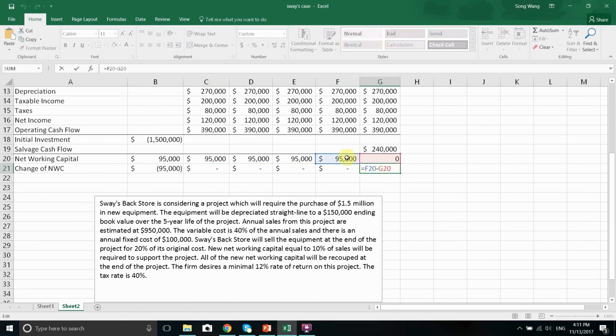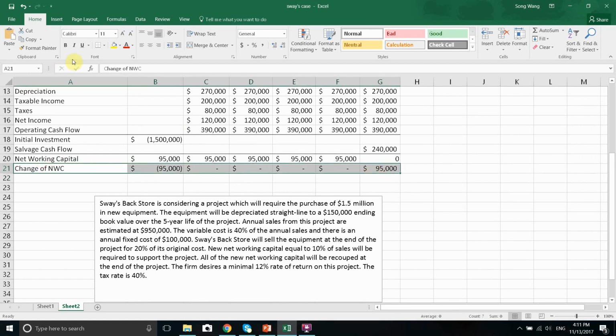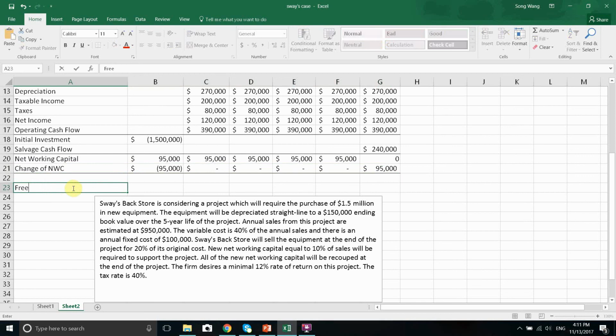So what you see here is your inventory dropped from 95,000 to 0, and basically you sell off the entire inventory and get all the cash. So you will receive, okay, this is a positive cash inflow, $95,000. Okay, so that's the change of net working capital. And then you need to find out the free cash flow right here. And the free cash flow includes 4 components.